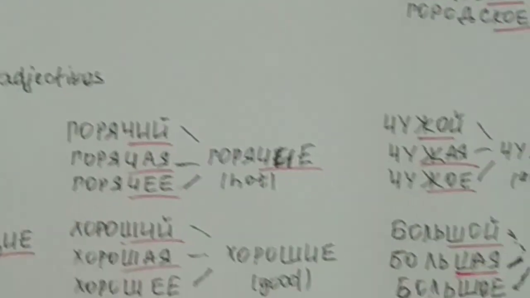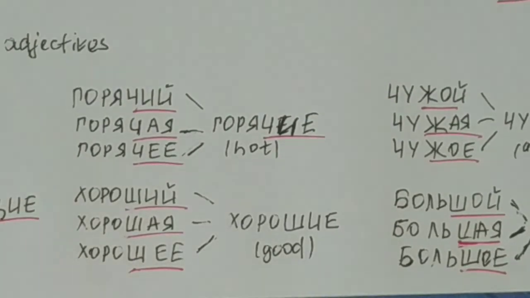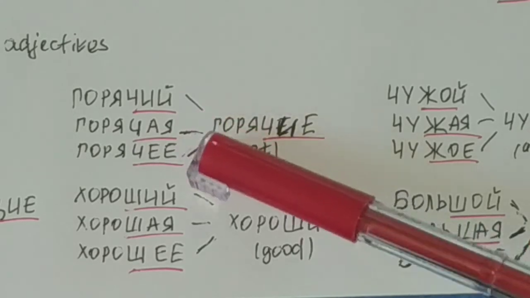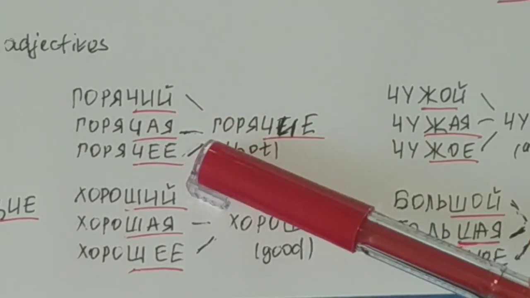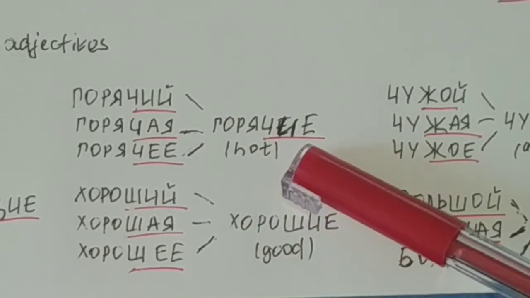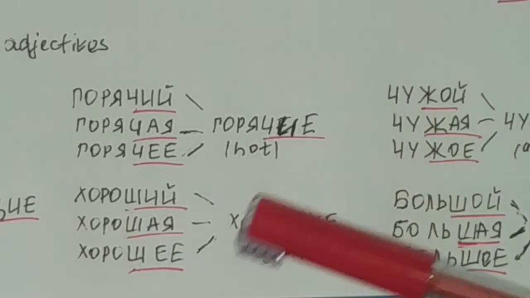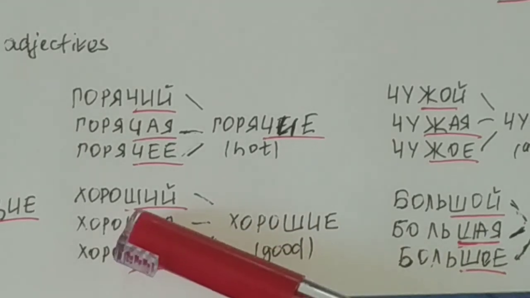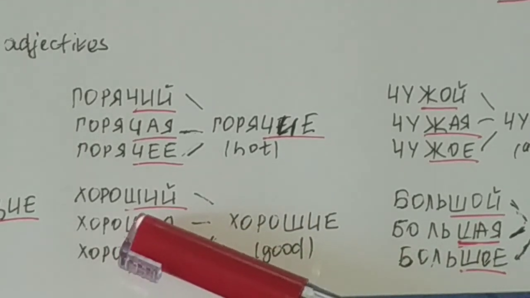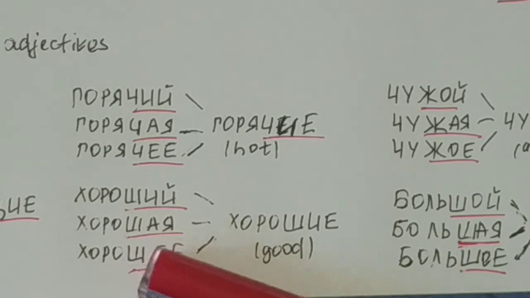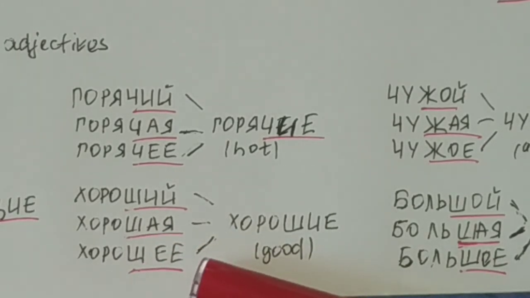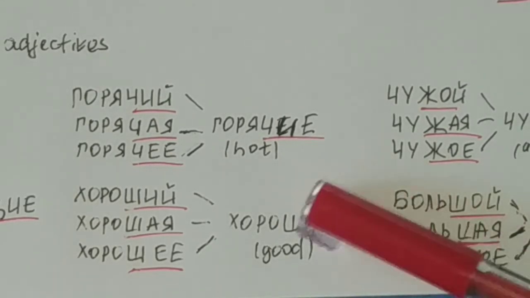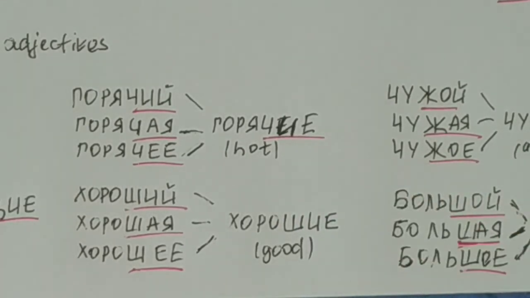So for чи, we have горячий, which is hot. The feminine gender is горячая, and neuter gender is горячее, and the plural will be горячие. Хороший means good. It is ending in ши in its masculine gender form. The feminine is хорошая, and the neuter form is хорошее, and the plural is хорошие. Again, we are changing the ending into и, е.